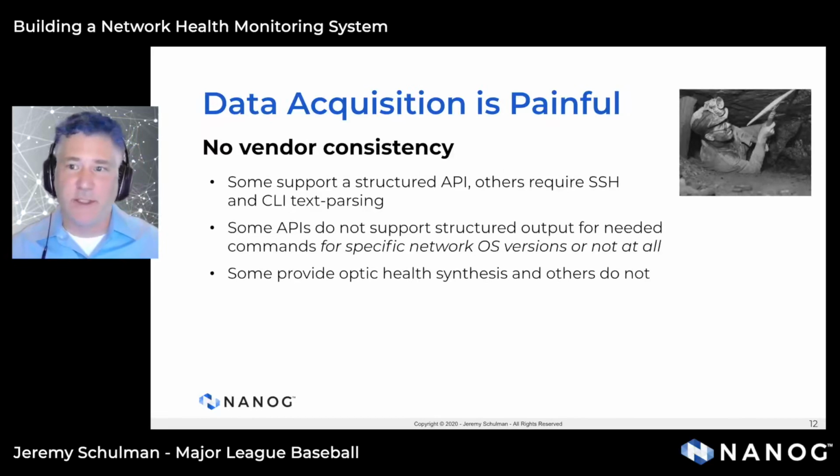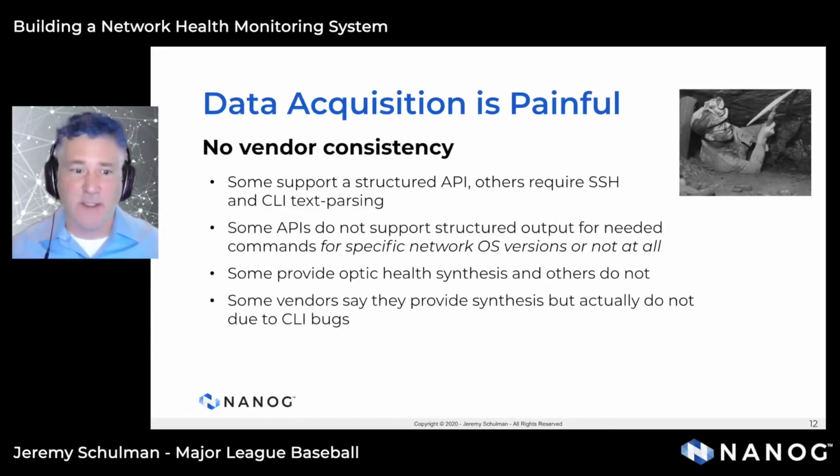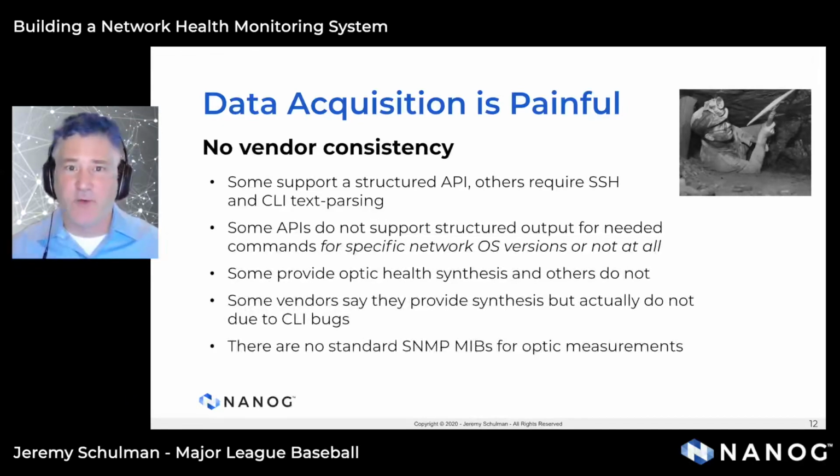Another problem is, in the case of the optics use case, some vendor operating systems would actually do the synthesis. They would tell you whether or not an interface was in an alert state, and others just give you the data and require you to perform that comparison. Some vendors I found say that they will do that synthesis, but I found bugs, and so you always have to be aware that some CLI outputs have bugs, and you need to consider that. And then finally, there are no standard MIBs for this particular use case for doing optic measurements.